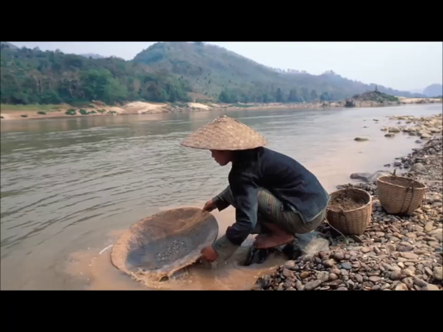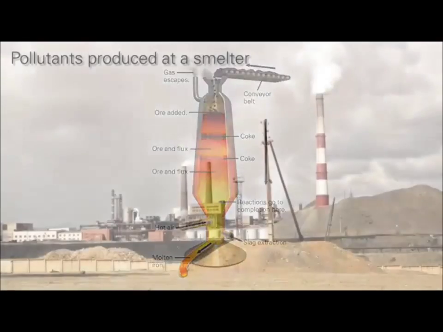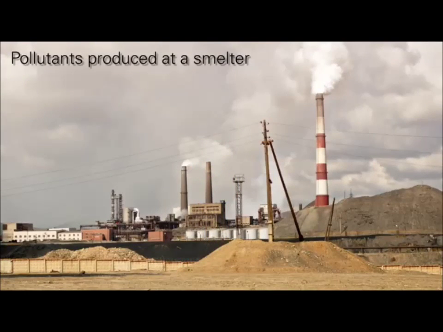In this picture, gold, a dense mineral, sinks to the bottom of the pan while the lighter sediments are carried away by water during the panning. There are many environmental issues associated with these steps.